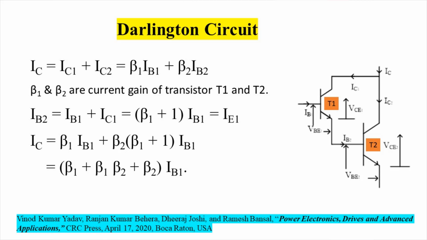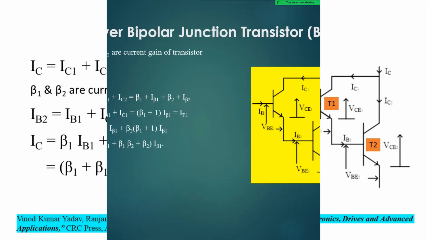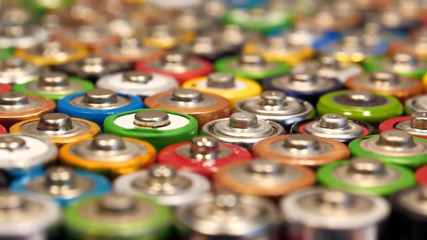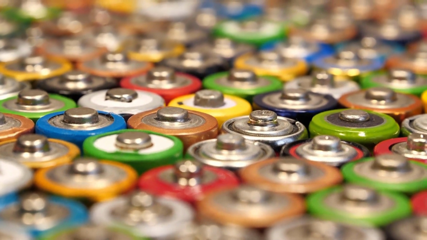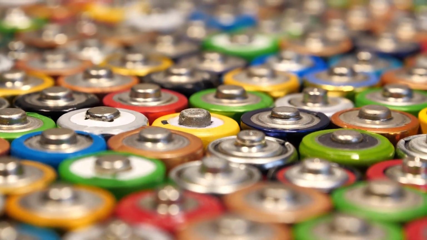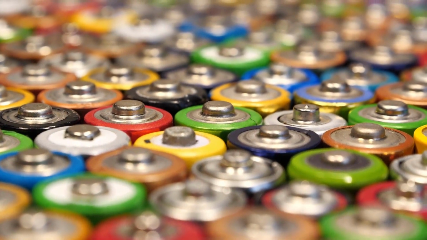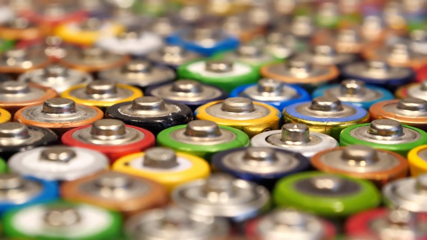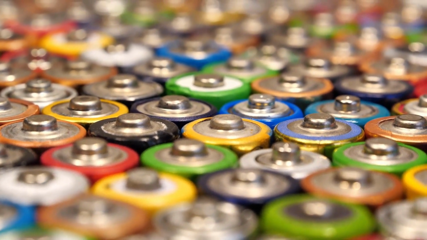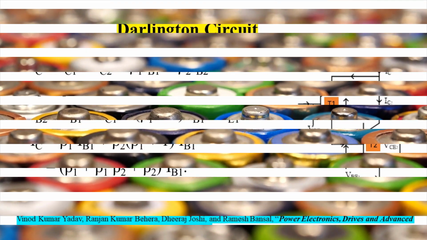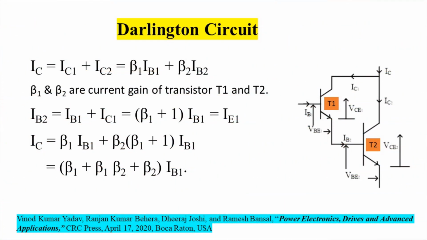Because the current gain is very small, sometimes when you design an amplifier circuit you will see that your battery capacity is very low. Previously, if you see the radios, small radios used to come, and there were big radios as well. So this is a Darlington pair, two transistors.